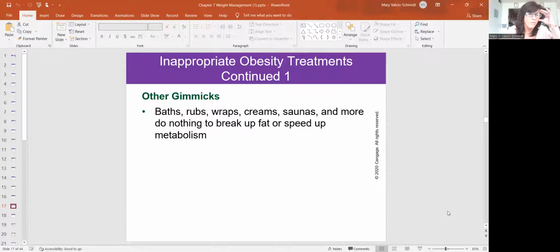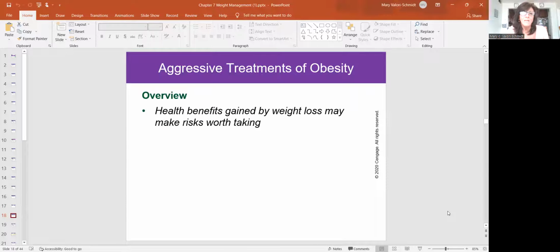And then there are so many other gimmicks. Certain types of baths or rubs. Wrap yourself in saran wrap. Use this cream, sauna, heat, cold. They don't work. They don't break up fat, and they don't speed up or increase your metabolic rate. They don't work. They take your money.